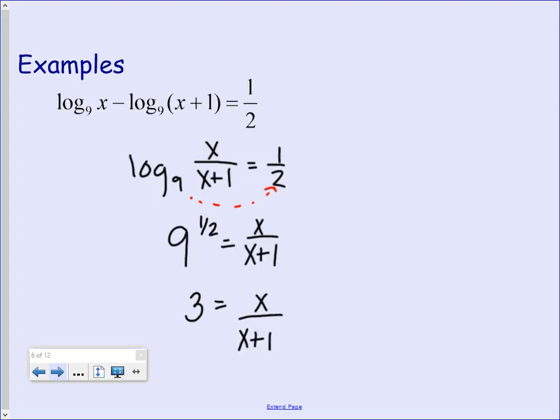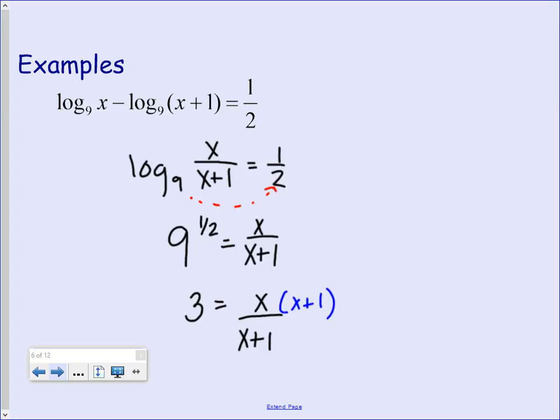And then there's a couple of different ways or methods that people might use. Tell me something I could do to solve the equation 3 equals x over x plus 1. And I want to see 5 hands in the air before I call on somebody. Mitchell, what could I do? Multiply the x plus 1 on both sides. Sure, I could multiply x plus 1 on both sides.